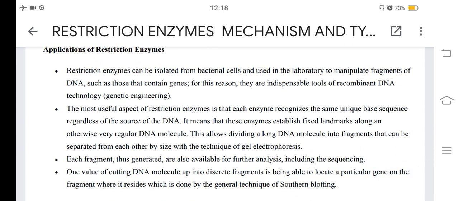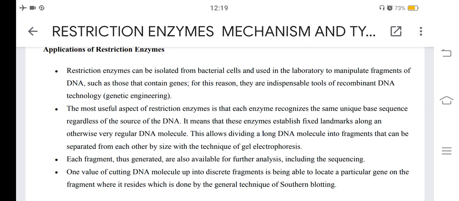Applications of restriction enzymes. Restriction enzymes can be isolated from bacterial cells and used in the laboratory to manipulate fragments of DNA, such as those that contain genes. For this reason, they are indispensable tools of recombinant DNA technology or genetic engineering.